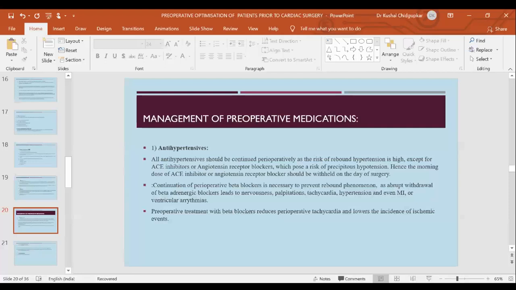So the ACE inhibitors, see, all the anesthetic agents that we use lead to hypotension, but we don't discontinue them. We don't stop using them. Thiopentone, propofol, spinal block, epidural block, they all lead to hypotension, but we know how to treat them effectively.